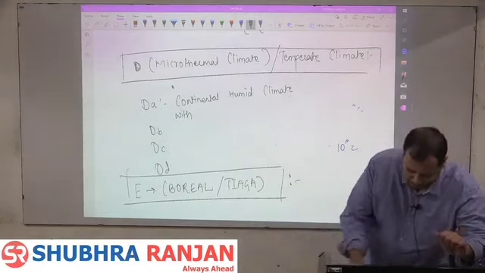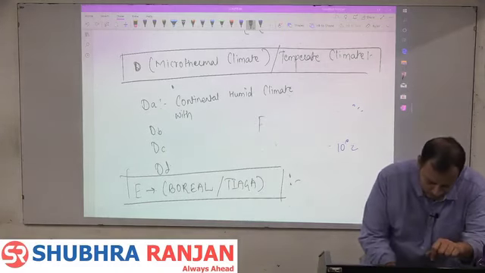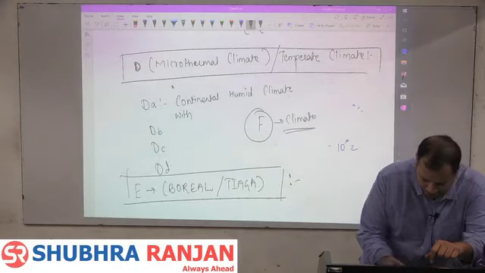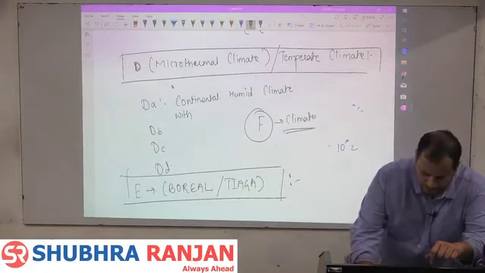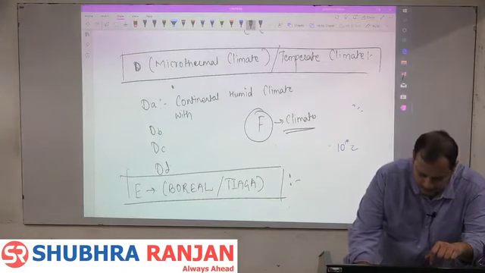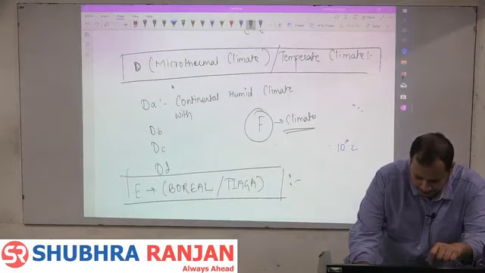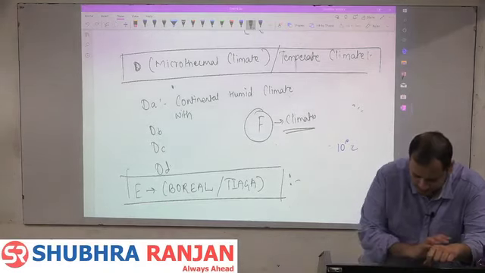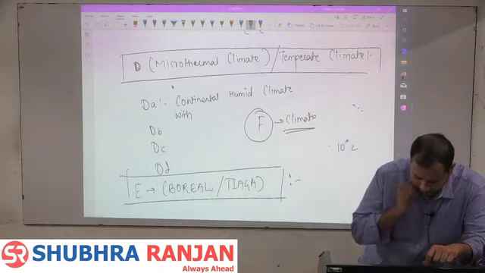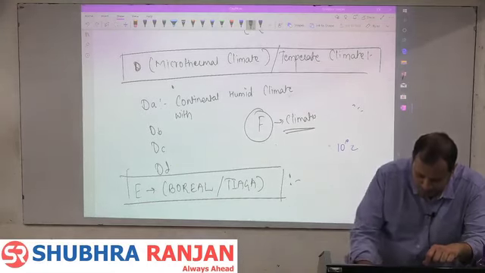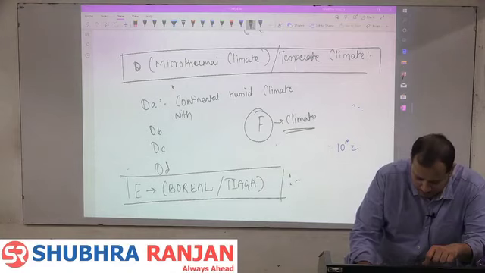Can I continue? And the last is polar or F type of climate. Summer season is totally absent. Such climate is also found only in the northern hemisphere.